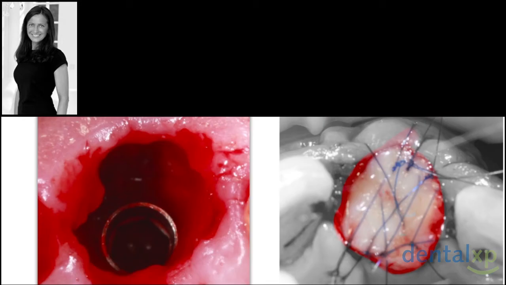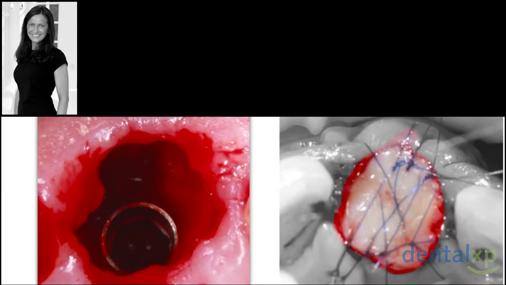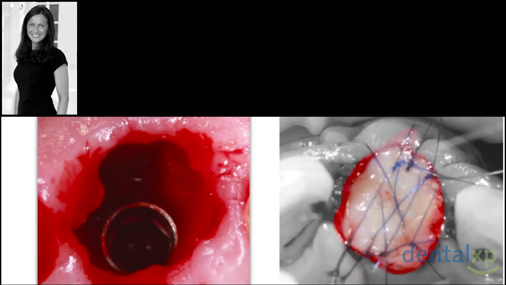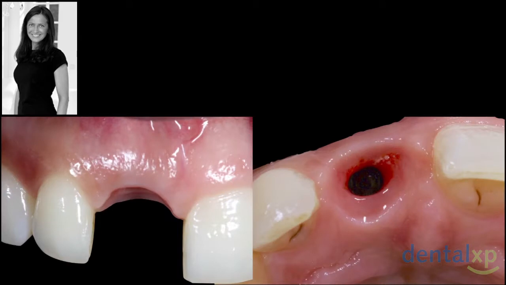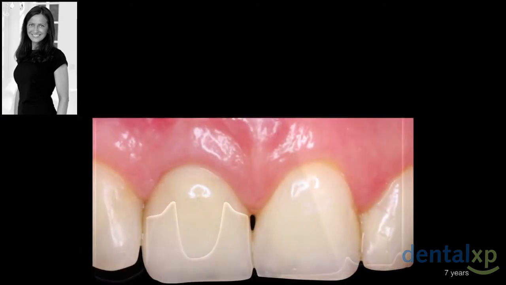Group 2, horizontal or vertical, horizontal missing bone, 3 millimeters. We place a membrane inside the socket to reestablish the defect, but we don't raise the flap necessarily. We don't do an immediate loading, close the flap, close the site. This is a concave profile of the running room, and this is the situation of the tooth after 7 years. You see the quality of the tissue in comparison with the recession of the neighborhood tooth.